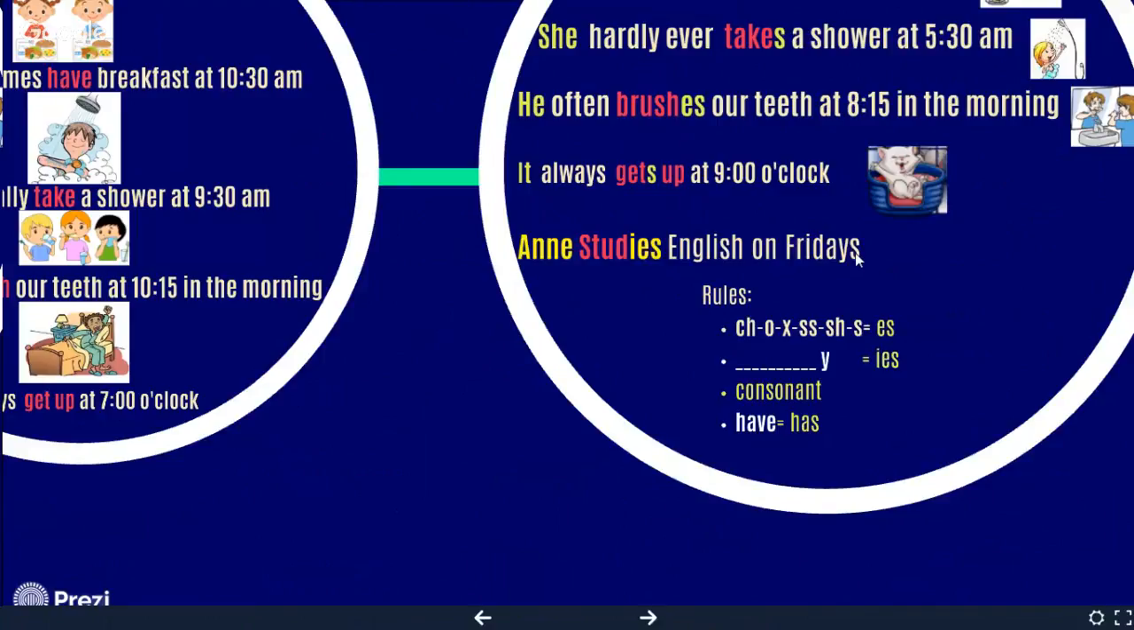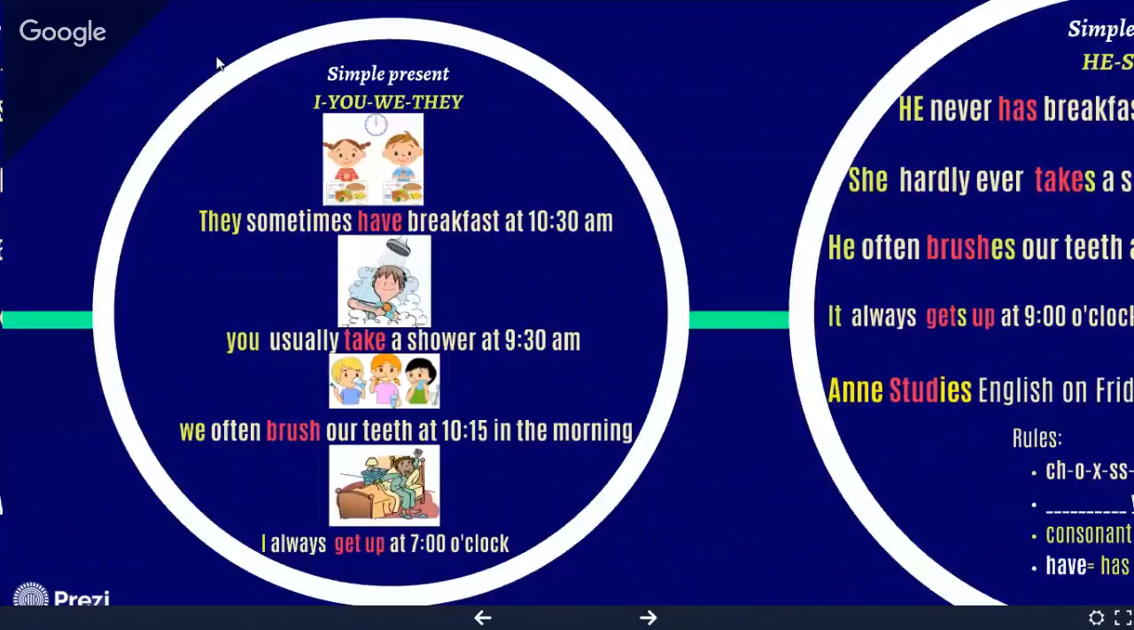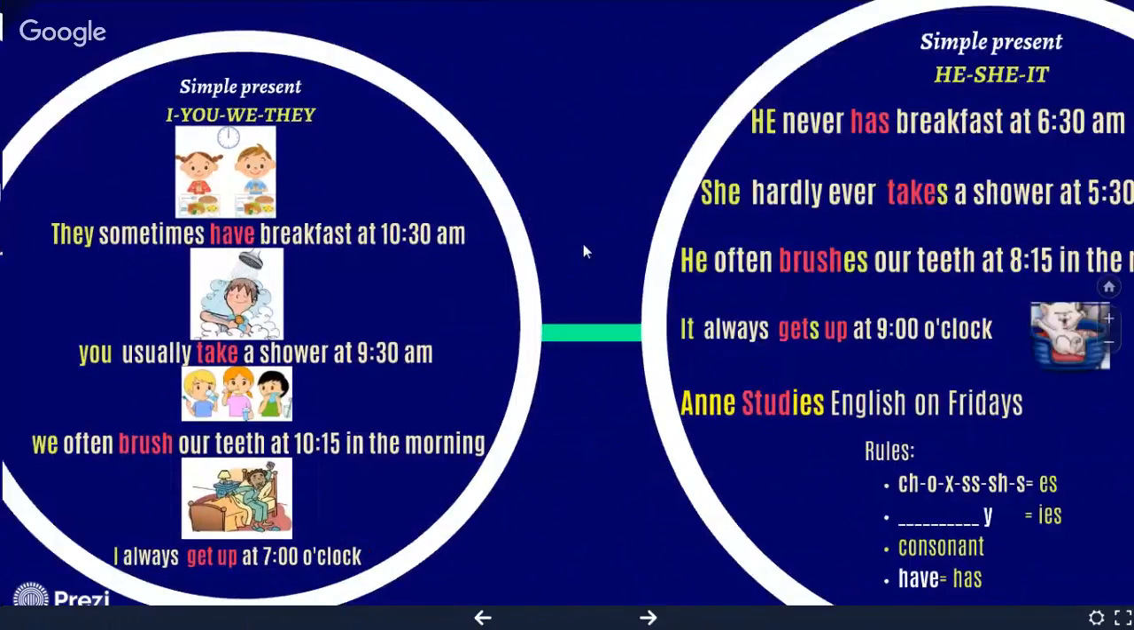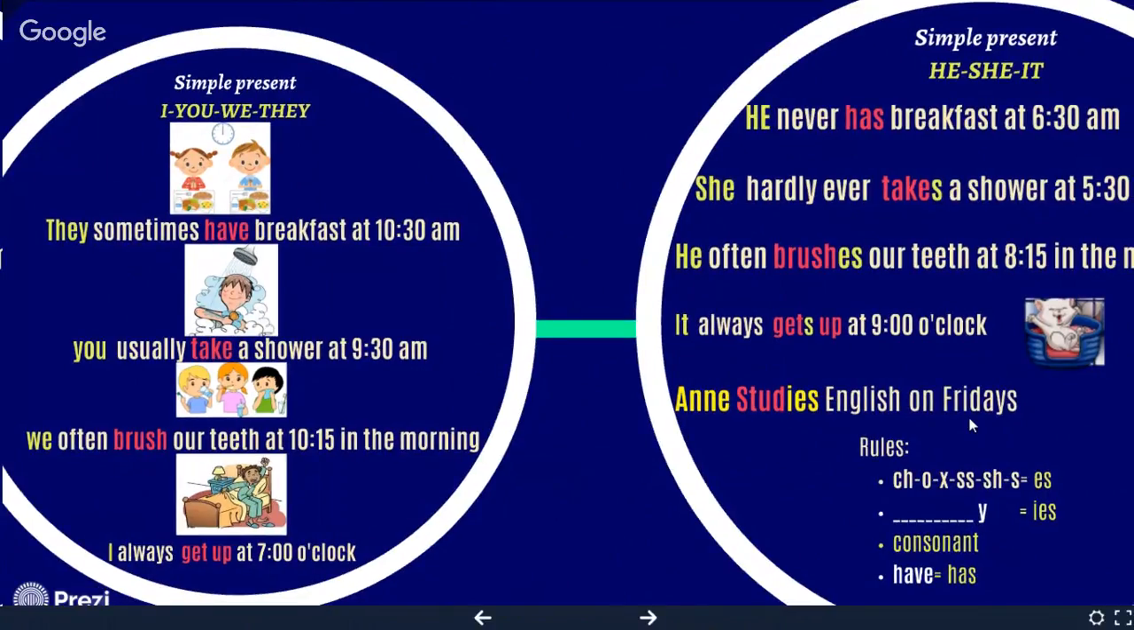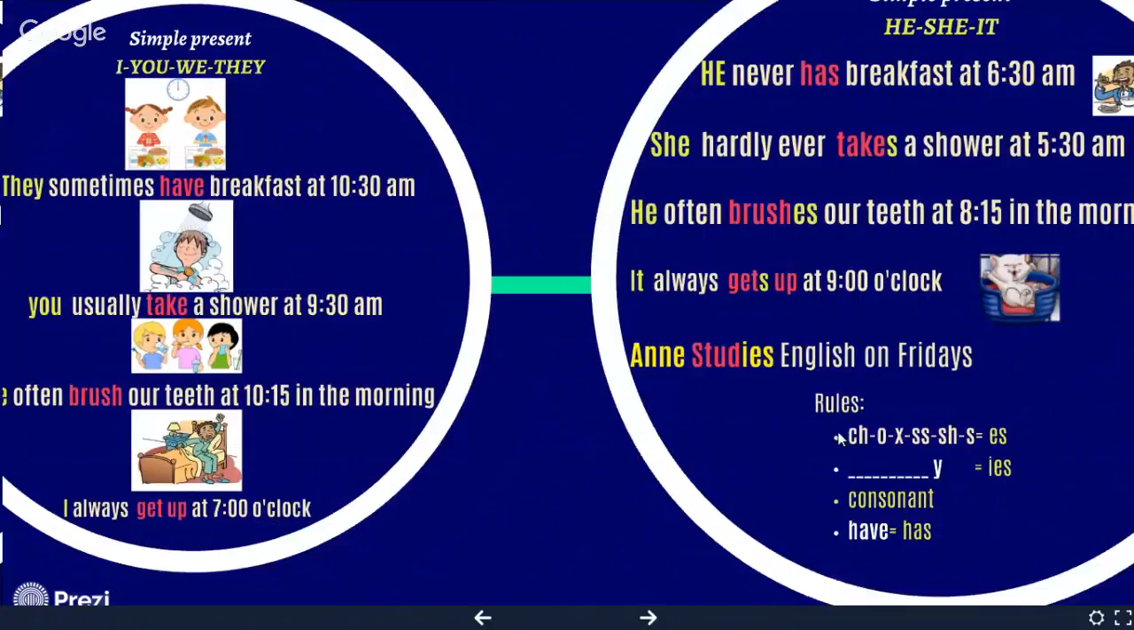Okay, again, simple present. In affirmative, I divide it into groups. I, you, we, they is the first group. He, she, it is the second group. In the first group, the verb is the same: take, have, take, brush, and get up. But in the second group, you have to consider some rules. These are the rules that you have to consider. You have to memorize this.